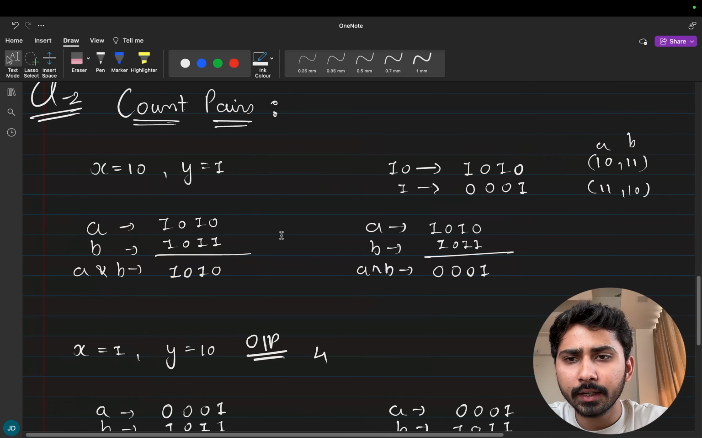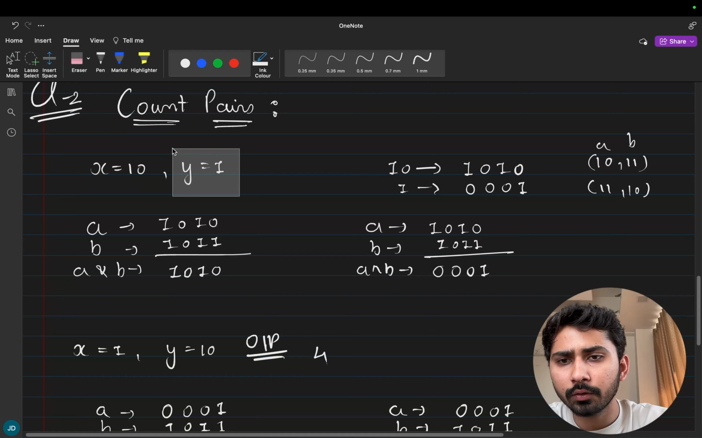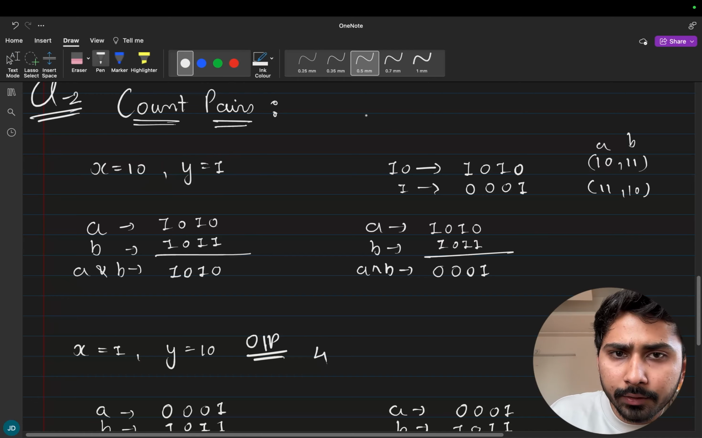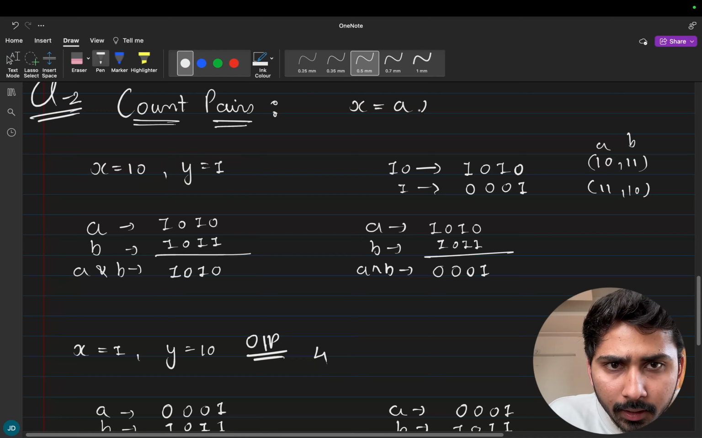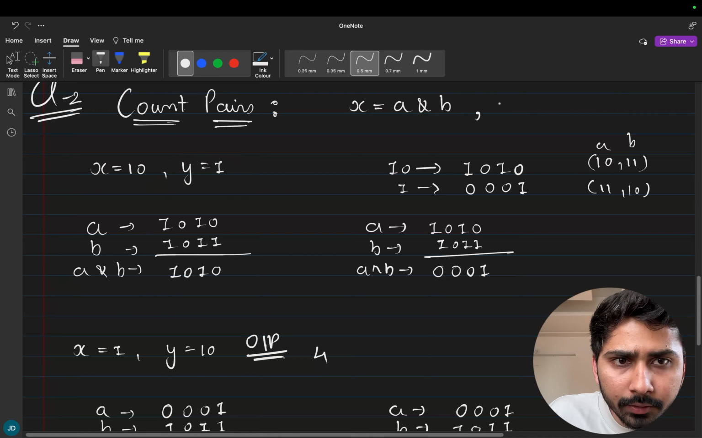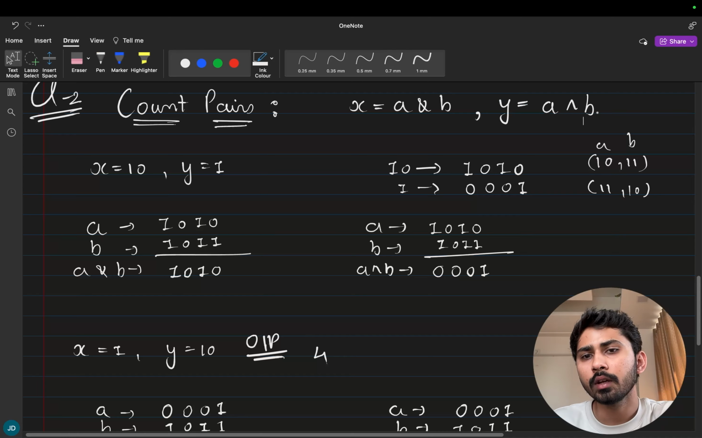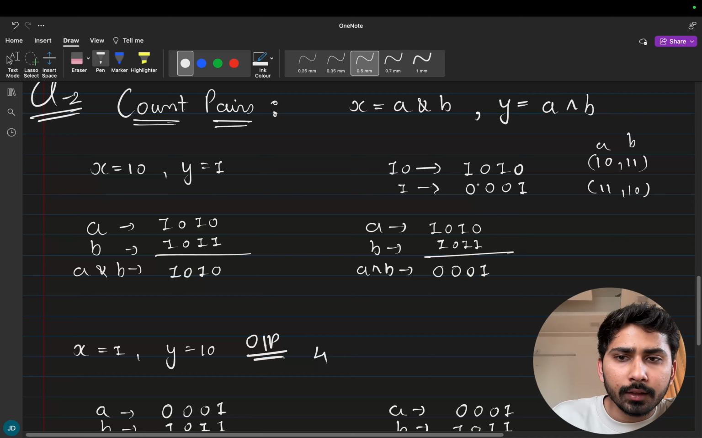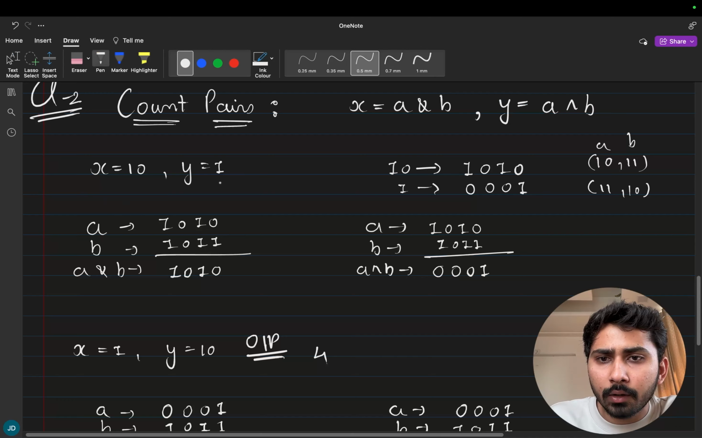Now let's move and understand what was the first example. In the first example, x was equal to 10 and y was equal to 1. So what is the definition of x? X is nothing but a and b. And what is the definition of y according to the question? It is a XOR b. So in the first example, when x was 10 and y was equal to 1, so let's write down, this is the binary representation of 10, and the valid pairs that the question has given in the explanation part is 10, 11 and 11, 10.